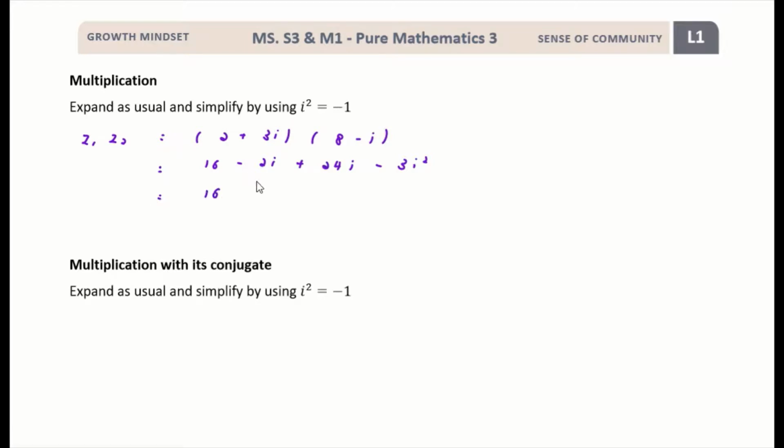Okay, so I can combine these two together, so I'll get plus 22i. Now i squared is going to give me -1, so that's why here I got plus 3. When I combine with 16, I get 19 plus 22i.